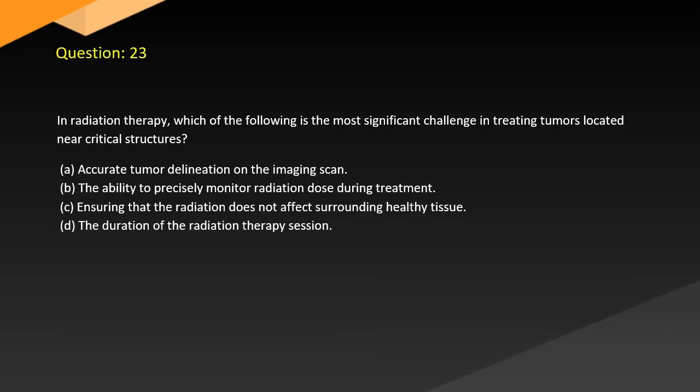Question 23. In radiation therapy, which of the following is the most significant challenge in treating tumors located near critical structures? A. Accurate tumor delineation on the imaging scan. B. The ability to precisely monitor radiation dose during treatment. C. Ensuring that the radiation does not affect surrounding healthy tissue. D. The duration of the radiation therapy session.